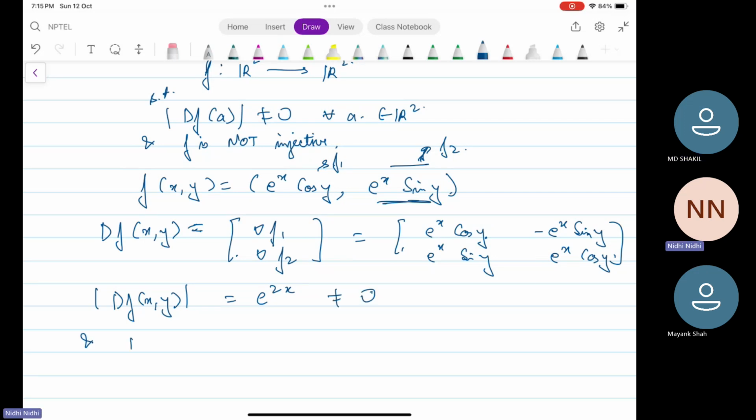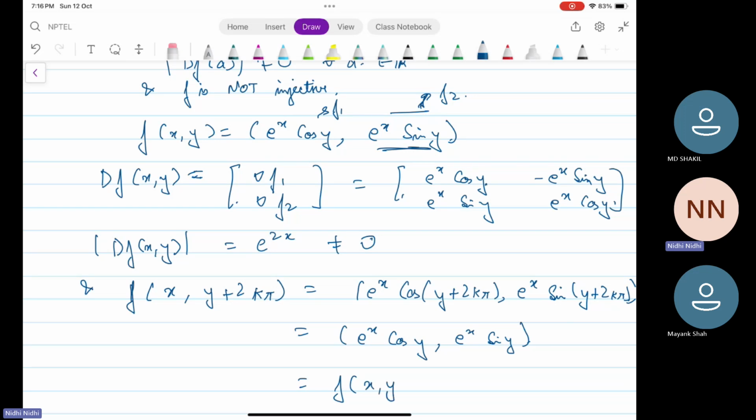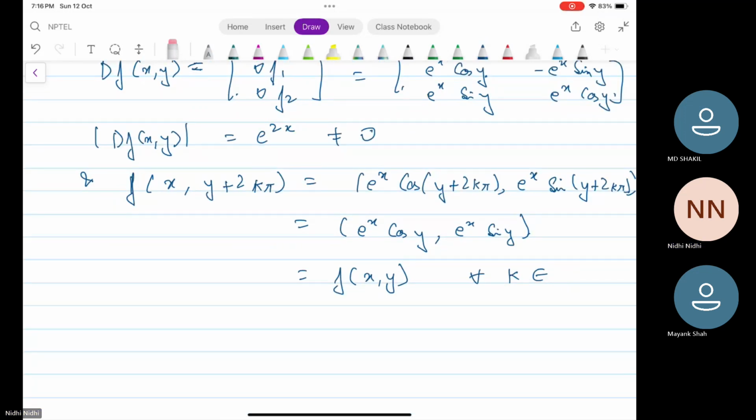And f of x, y plus 2k pi will be e power x cos(y plus 2k pi), e power x sin(y plus 2k pi), which will always be equal to e to the power x cos y, e to the power x sin y, which is f of x comma y. And this is happening for every integer k. So eventually the function f is never injective.